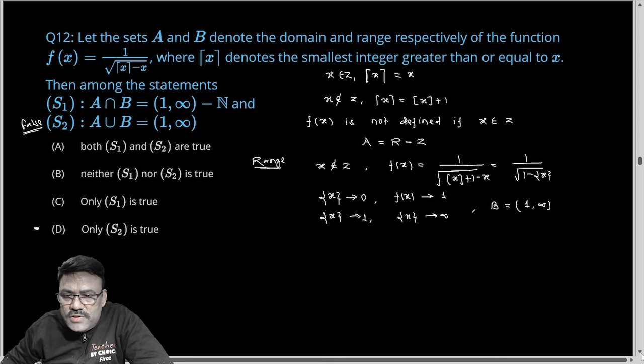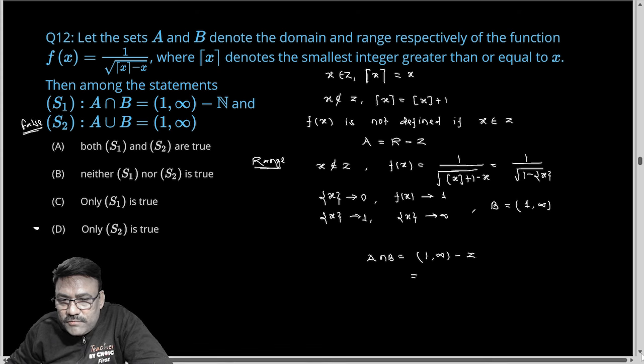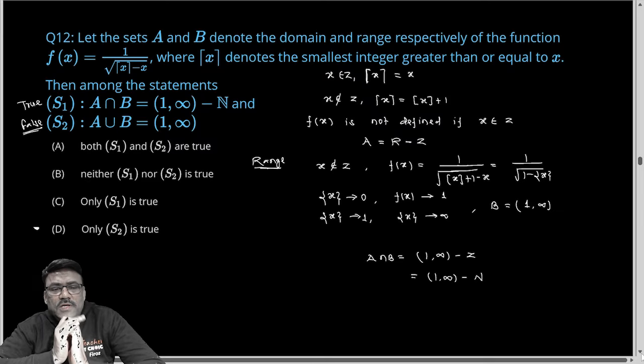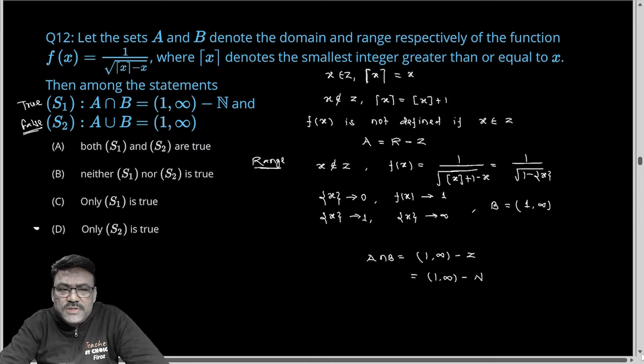So now if you check A intersection B, A contains all real numbers except integers. B contains only numbers from 1 to infinity. So of course the intersection is 1 to infinity except integers, or you can say 1 to infinity except natural numbers. So S1 statement is true here. So hence only the first statement is true, means option C is the correct option here.